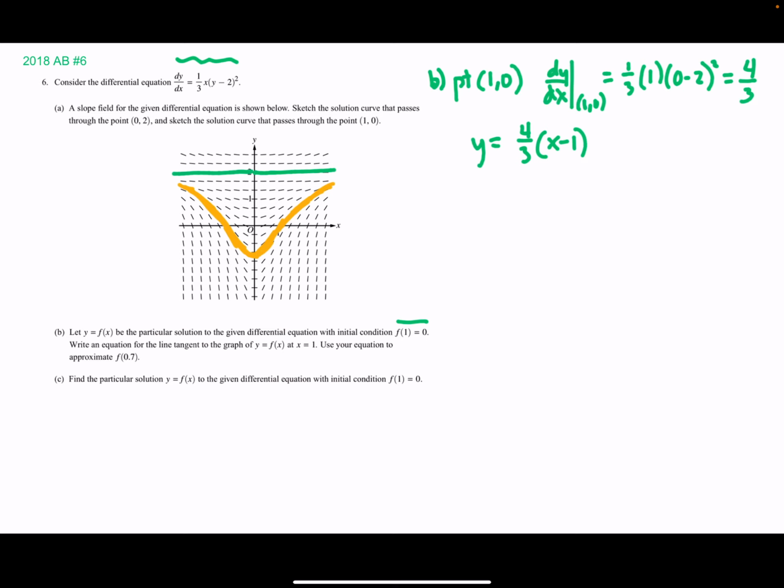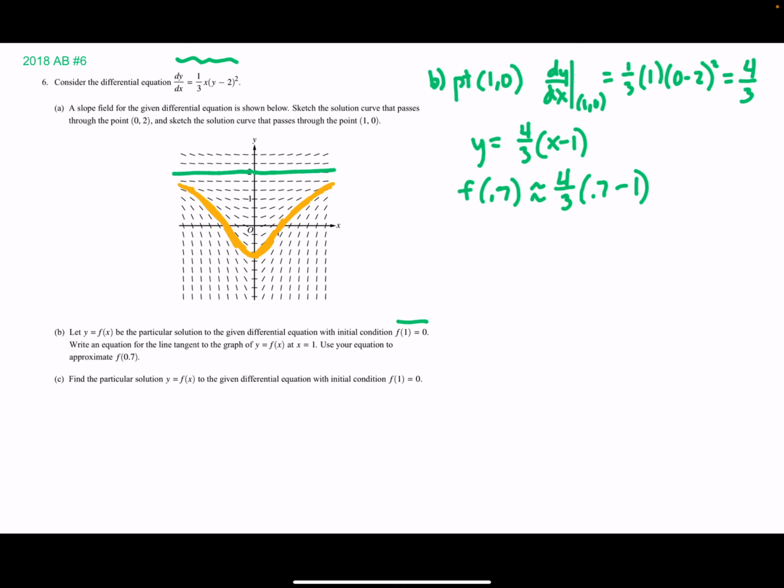Then I'm going to approximate f of 0.7. The beauty in not having to simplify my answers is that I could say f of 0.7 is approximately 4/3 times (0.7 minus 1) and just leave the answer like that. So to find the equation of the tangent line, I need my point and my slope. The slope I get by plugging into the differential equation. Then I write y equals m times (x minus x1) plus y1. And at the end, I plug in the x they're asking for without simplifying it.